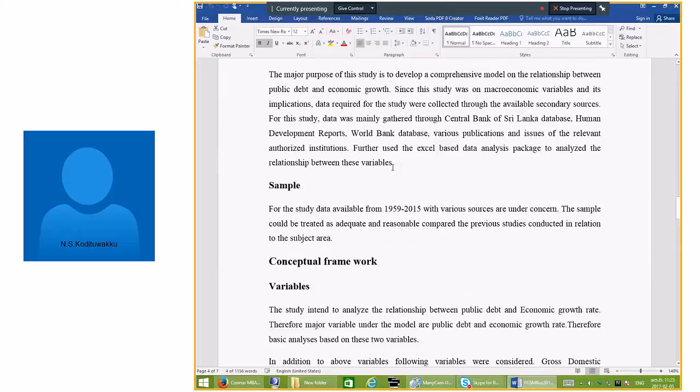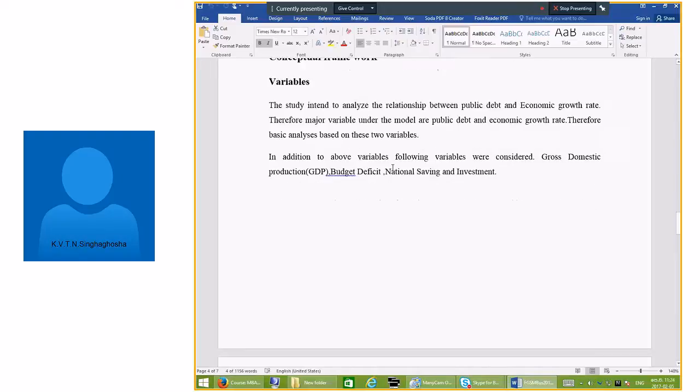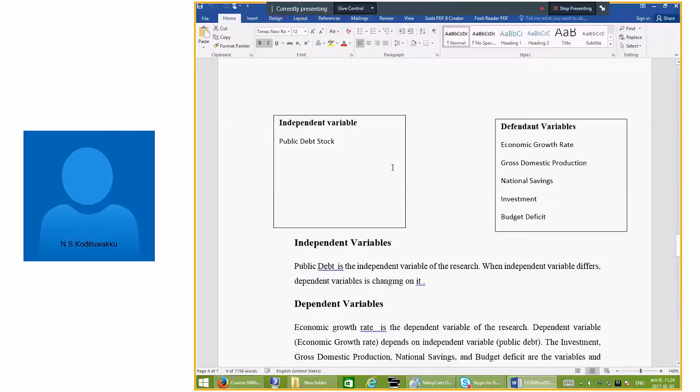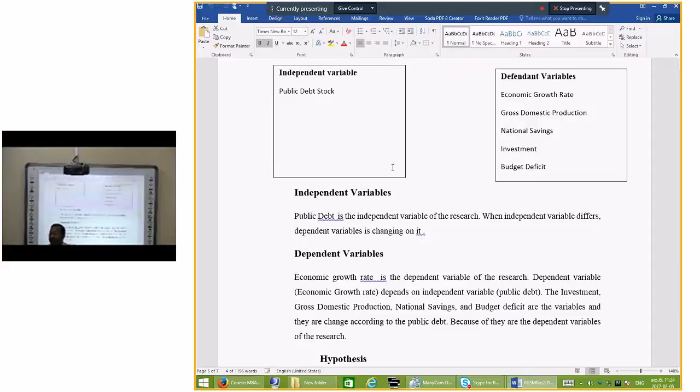Okay. Sample. I have selected data from 1959 to 2015, and my independent variable is public debt stock. Then economic growth is the dependent variable. The dependent variable is the economic growth rate.